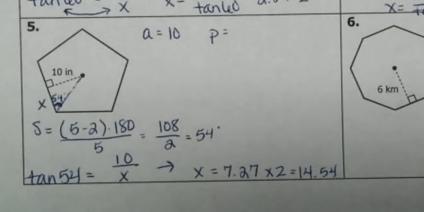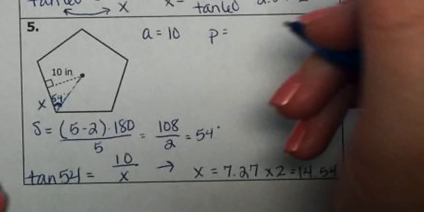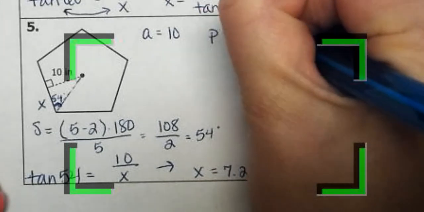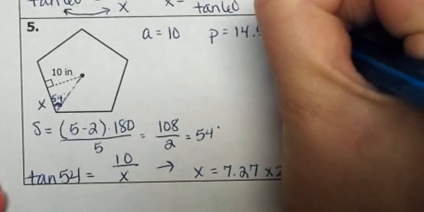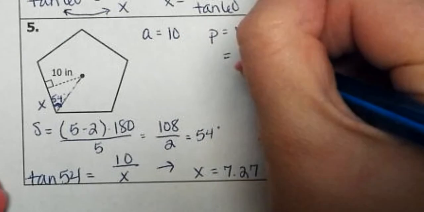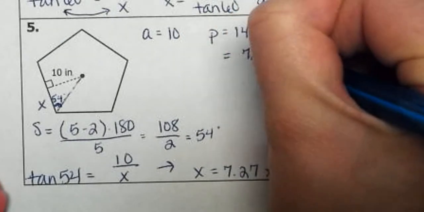Okay, I'll give you just a second. Make sure you have that written. So once you have the side, you've got to find the perimeter. Take that 14.54 and multiply it by 5 because that's how many sides I have. 72.7.